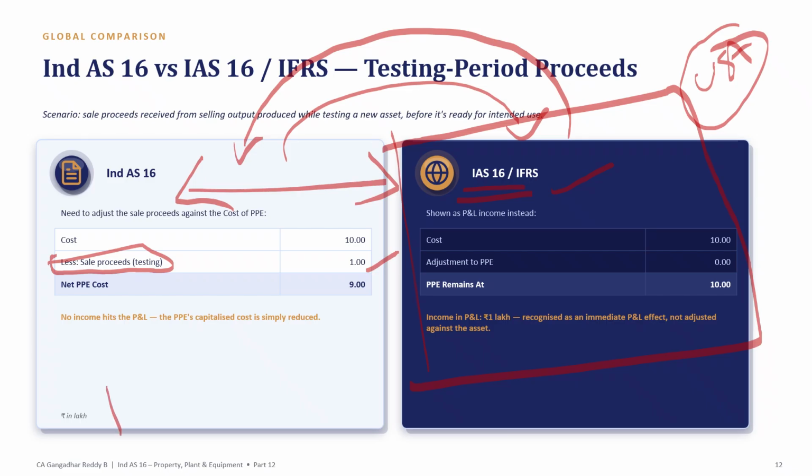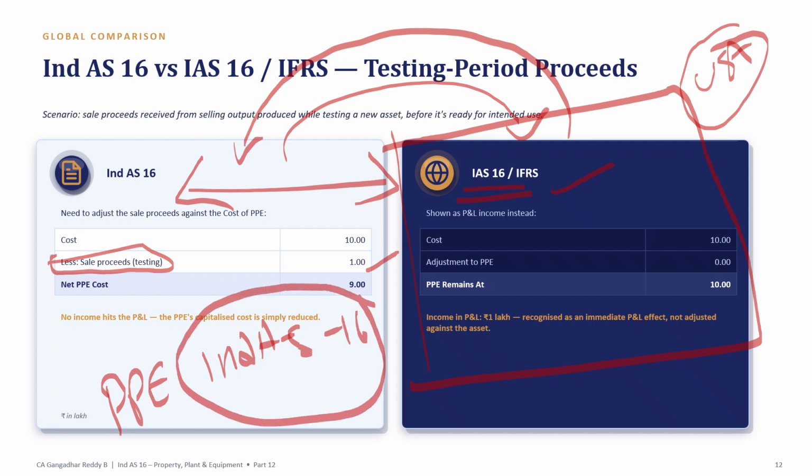In this, we have completed Ind AS 16 Property, Plant and Equipment. We will start the next standard in the next classes. Thank you.